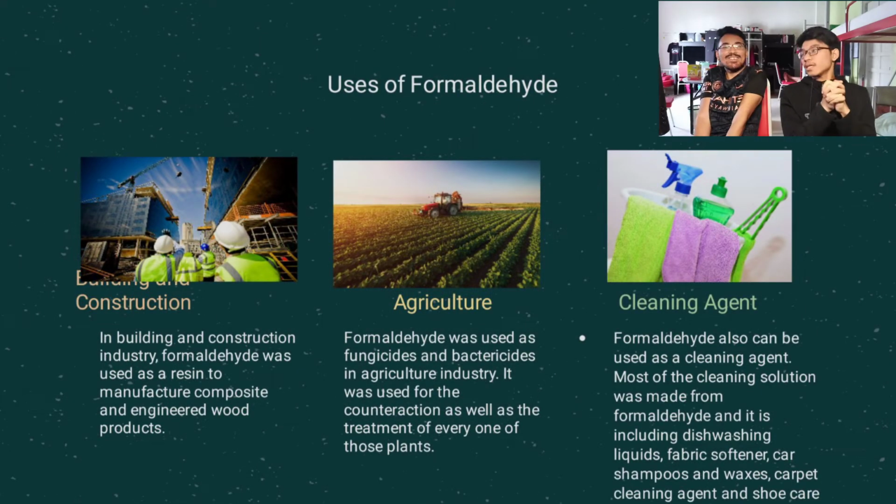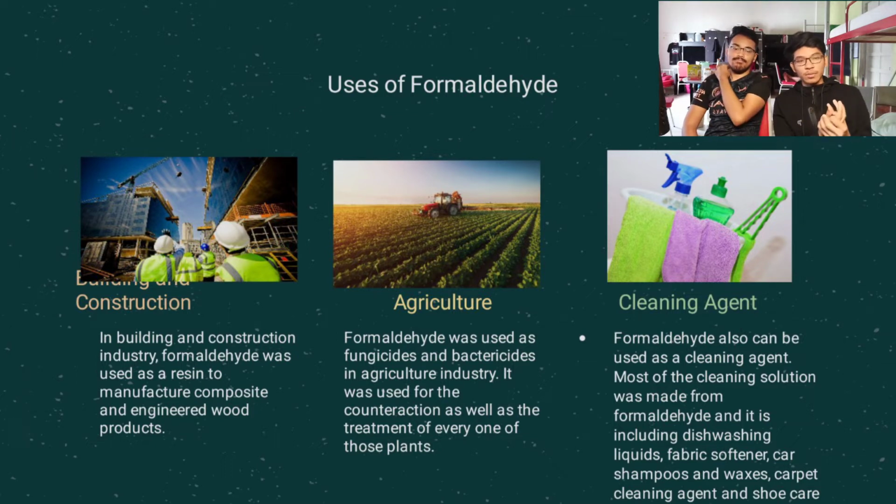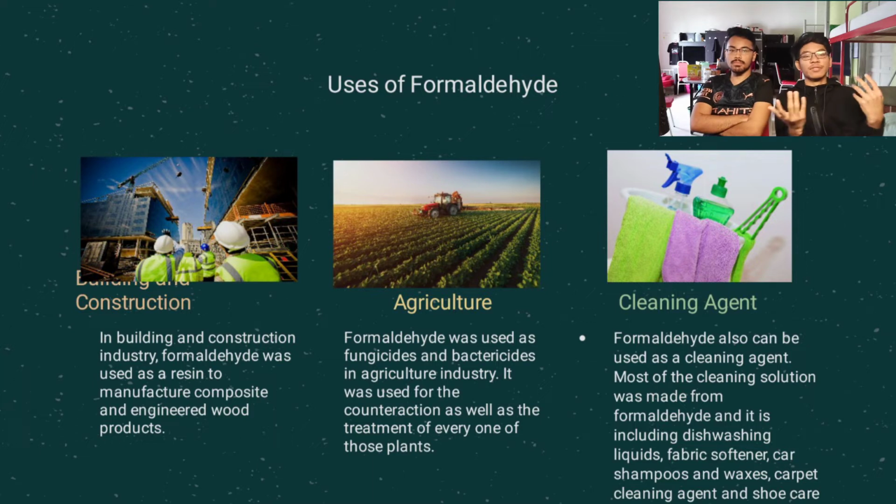Okay, Azril, can you explain to me the uses of formaldehyde? So formaldehyde can be used in many ways, including healthcare, agriculture, food processing, automobile, and most importantly in building and construction. This shows that formaldehyde is important to us. In the building and construction industry, formaldehyde is used as a resin to manufacture composite and engineered wood products.